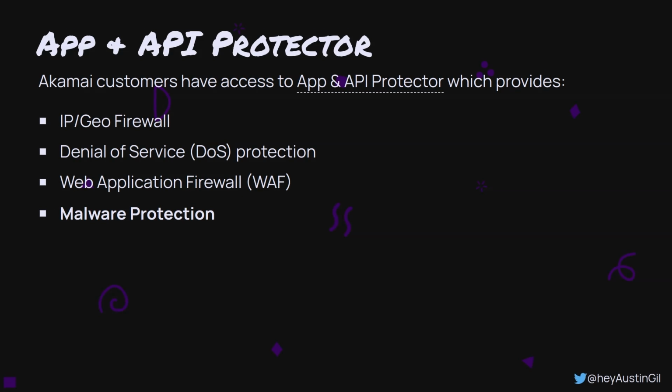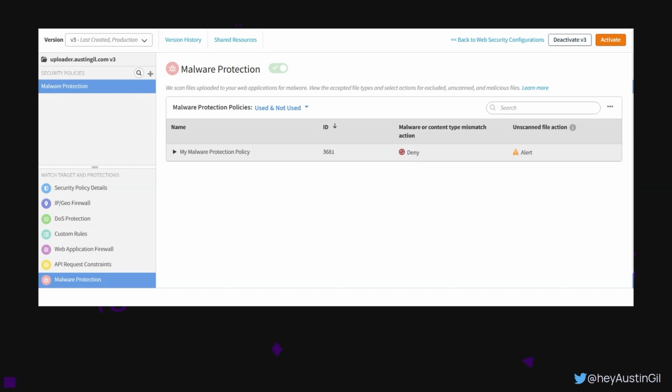Any customers that have access to App and API Protector have a bunch of security features that they can enable at the edge before traffic gets onto their server. One of those features is malware protection. In Akamai, you can enable malware protection and set rules to say that any file that is scanned and determined to be malware, we can do things like deny the request from coming in and alert us that there's been malware.